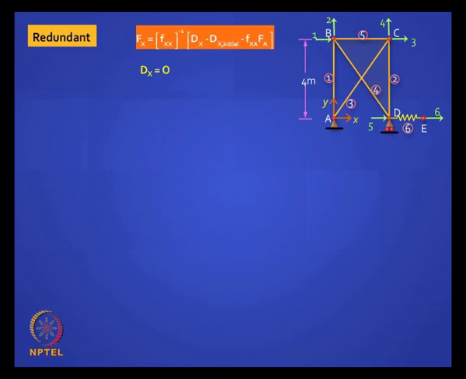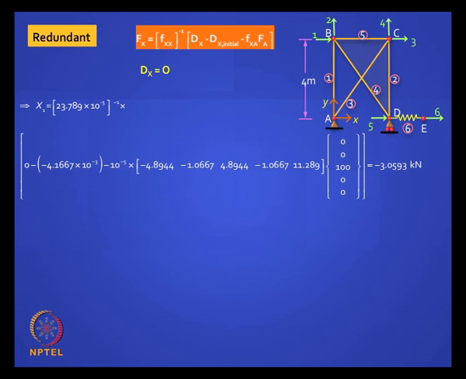We'll proceed. Then you need Fxx. You need to find the inverse of Fxx, which is just 1 divided by that value because it's a 1 by 1 matrix. Then you find the redundant by applying the compatibility equation. Okay. A compatibility equation is dx is a null vector. Solve it, you get some value minus 3.0593. Okay. Mind you, in this solution, we are also including the initial displacement.